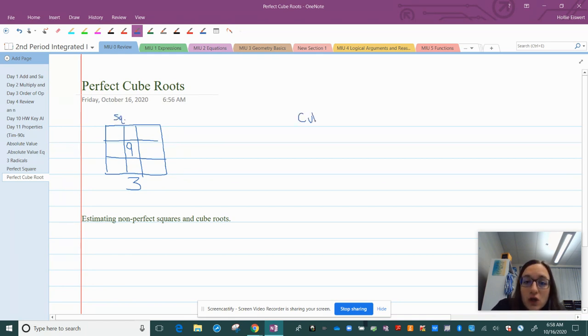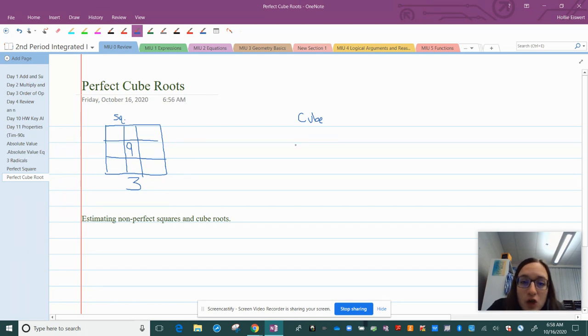For a perfect cube, it's the same idea, but this time we're looking at it in 3 dimensions. Hence why we have a cubed exponent of 3. So if we do cube roots, it would be a third root. So we're looking at it in a sense of 3s this time. So we're looking at 3s with 3s.